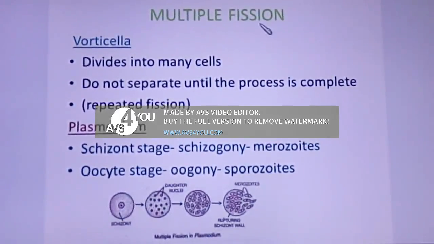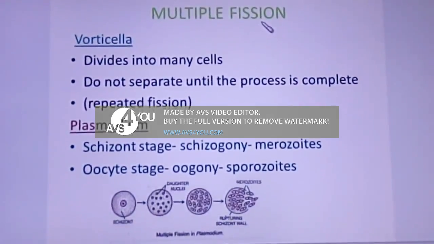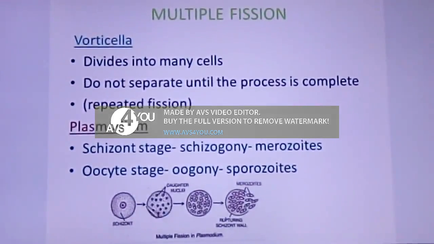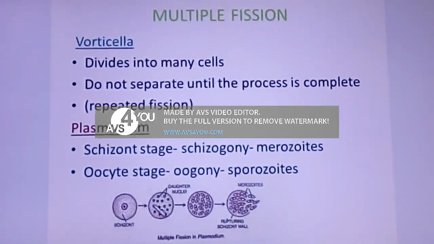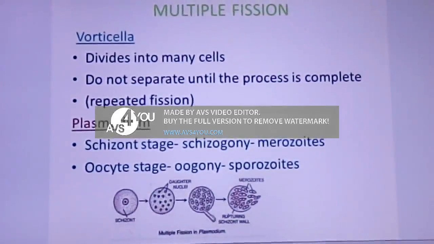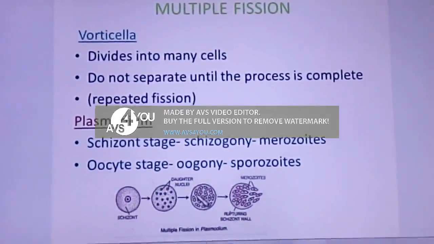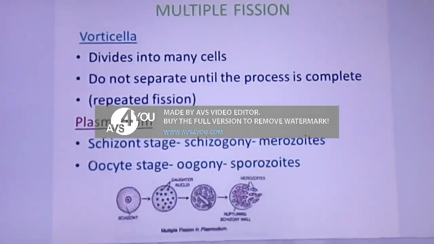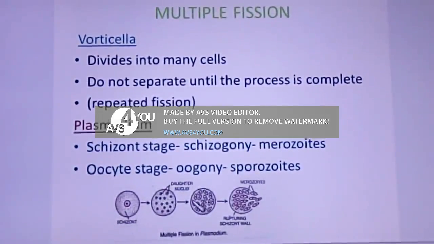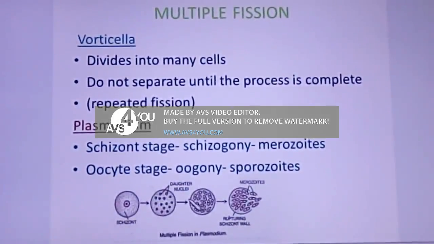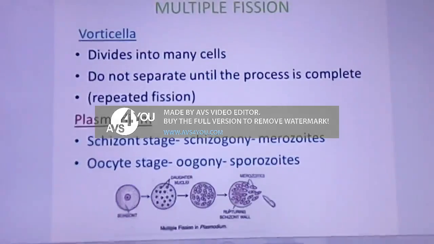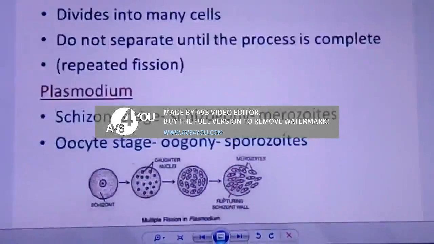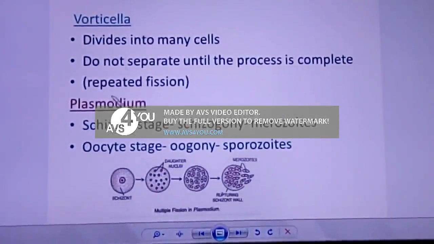Multiple fission is when the nucleus splits into many nuclei, and later the cytoplasm also divides into as many parts as there are nuclei. Then this cytoplasm encircles the nuclei, and later each of them will develop into a new organism. This is called multiple fission. This is seen in Vorticella and Plasmodium.